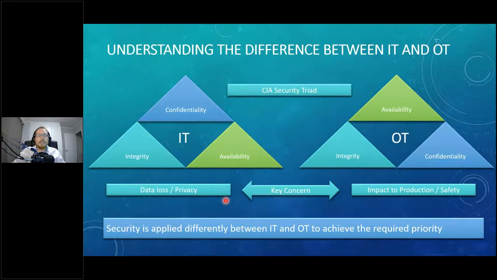But on the OT side, we kind of see it almost inverse, and we actually see that availability is the top priority. So in other words, the impact to production environments and to the safety of the employees and people is the top concern. This is basically why we have to understand that security is applied differently between IT and OT to achieve the required priority. So we need to make sure that if we're going to add cloud to the mix, we need to understand basically this priority of OT and how it plans to address that.